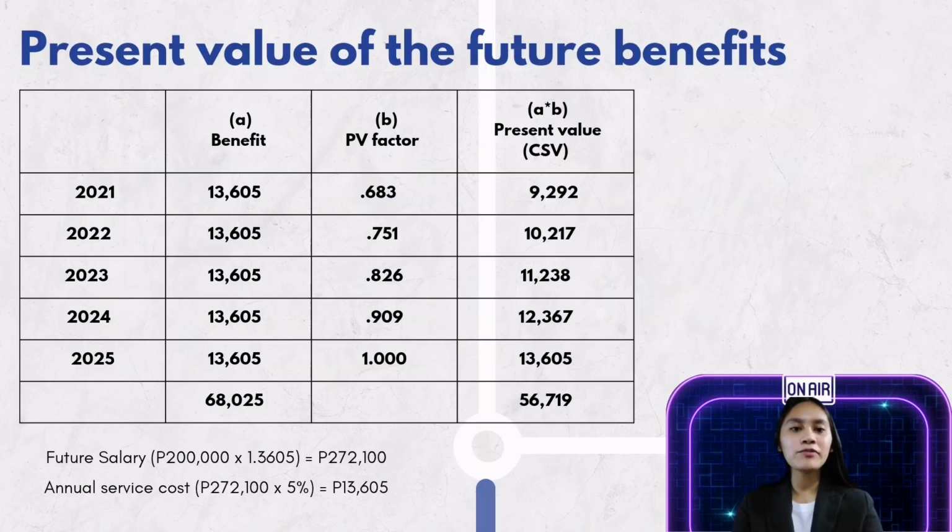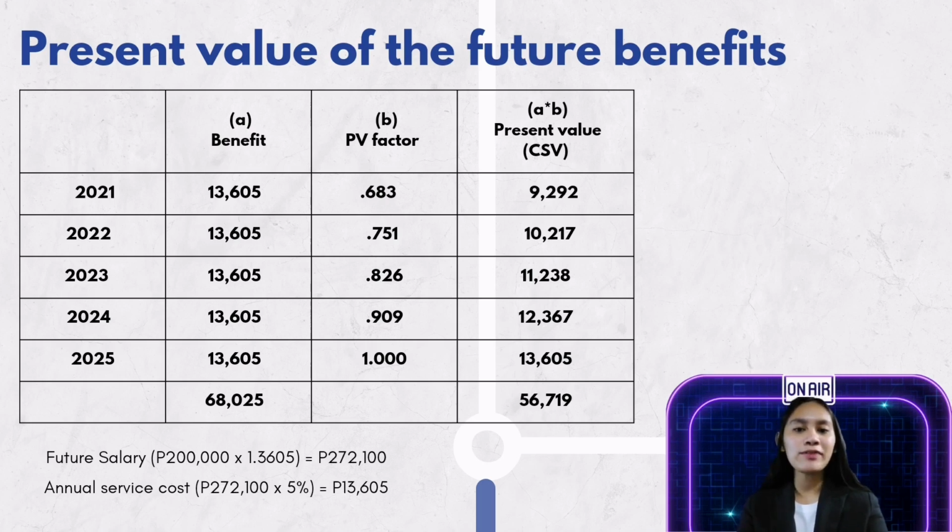Here is the present value of the future benefits. So, step 1, get the future salary by multiplying the 200,000 na salary for 2021 and 1.3605. Yung 1.3605 usually ay given, and you will arrive at 272,100. Step 2. Get the annual service cost by multiplying 272,100 to 5% na given. You will get a result of 13,605. So, ang benefit every year ay 13,605.